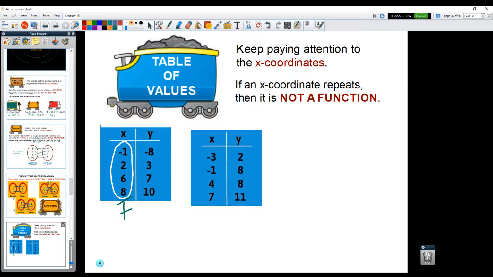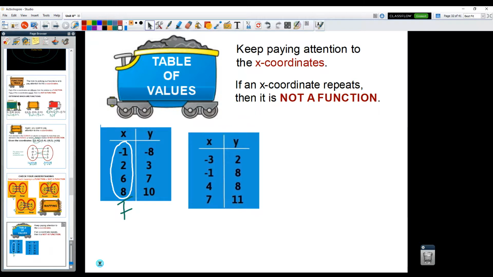What do you think this is? Do I have any repeating x values? Looking at only my x values: -3, -1, 4, and 7. Nothing is repeating. So again, this is also a function.